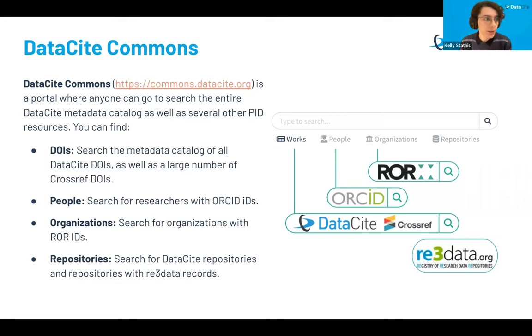It also has ways to search people, so looking specifically at researchers with ORCID IDs, organizations with ROR IDs, and then also repositories. And the repository search includes both DataCite repositories as well as repositories that have re3data records. Commons highlights the ways in which these different PIDs intersect. So for example, you can see DOIs that are associated with a given researcher's ORCID ID or DOIs associated with an organization through a ROR ID using Commons.